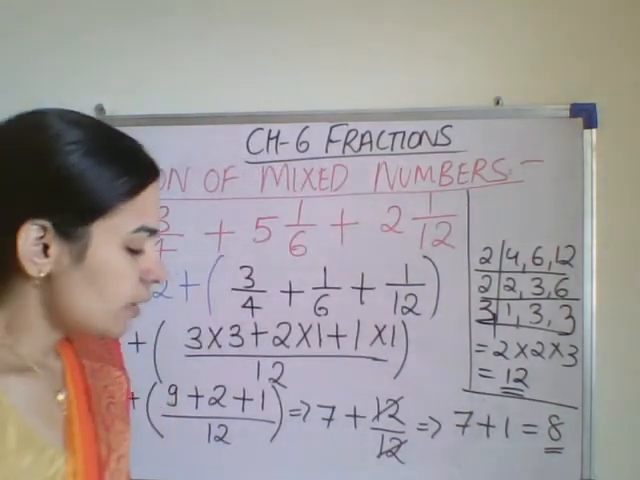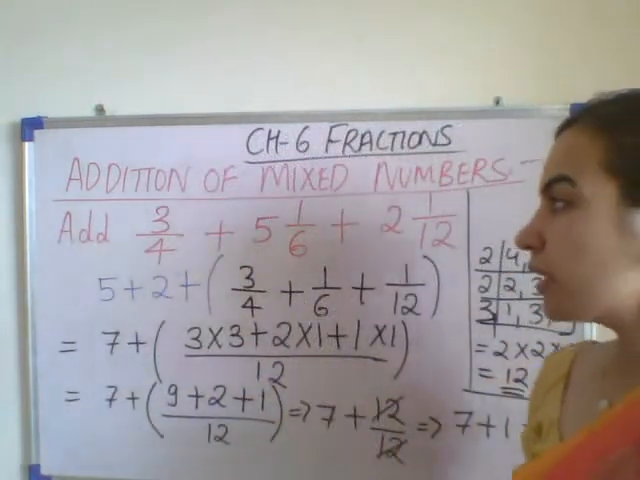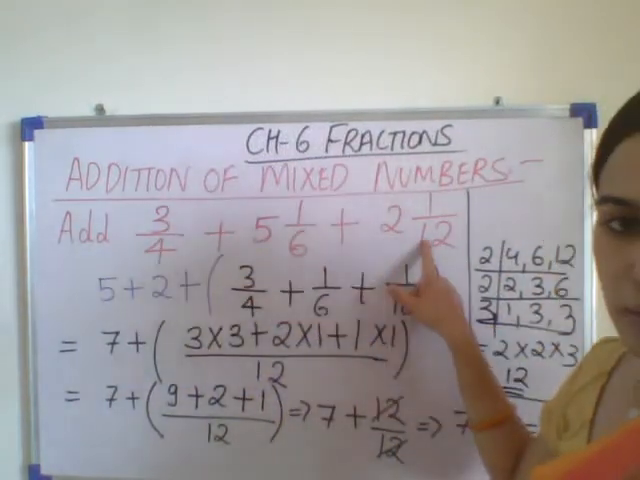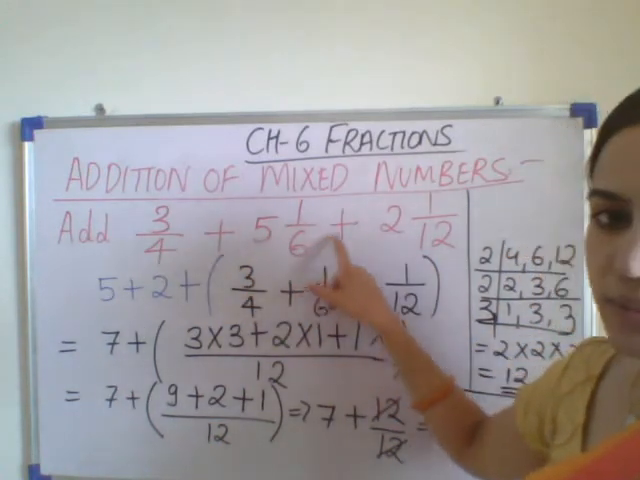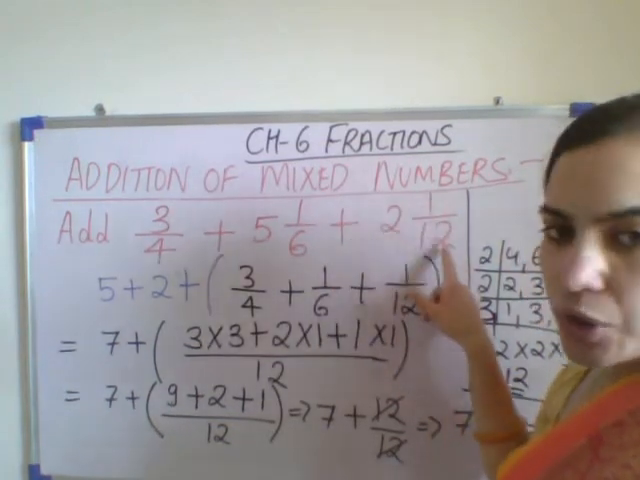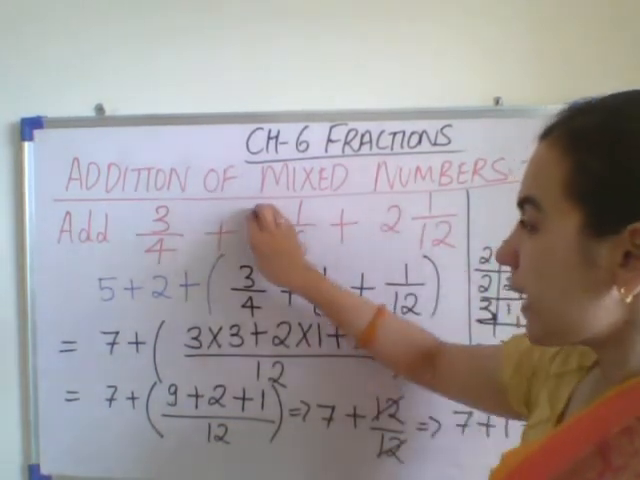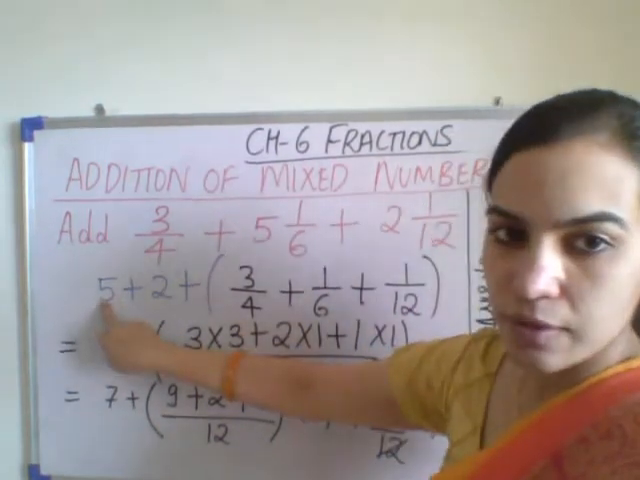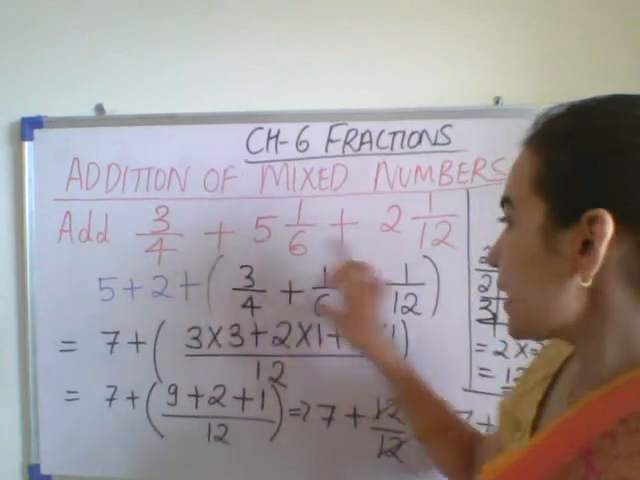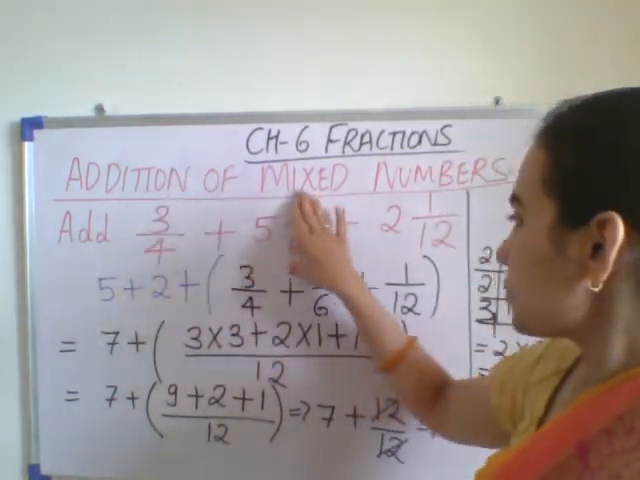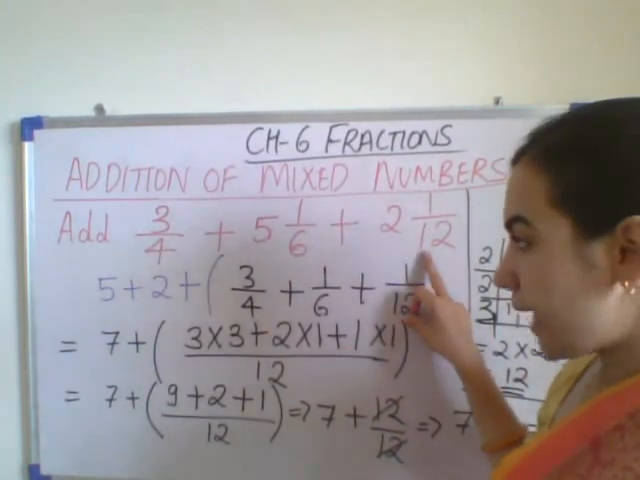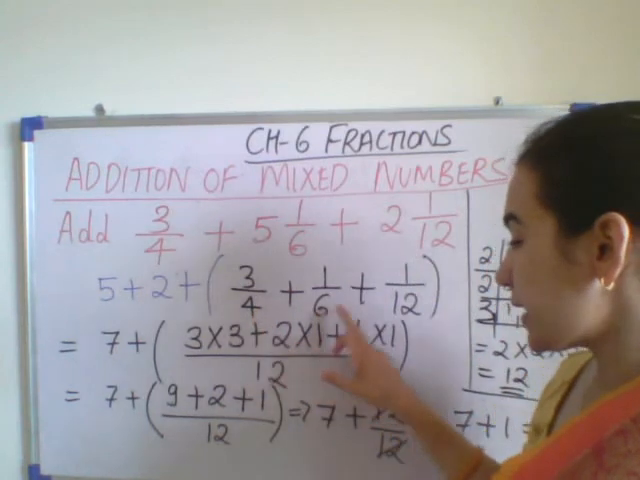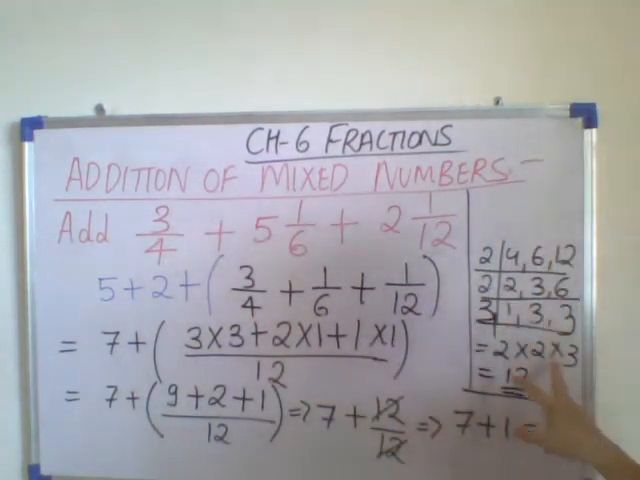So let us revise this question. Here you have to add these 3 fractions. First is 3/4, 5 1/6, plus 2 1/12. So first of all you will write these 2 whole numbers separately. 5 plus 2 I have written separately. In brackets you will write this fraction, this one and this fraction. I have written the 3 fractions in brackets. Then you will find the LCM of 4, 6 and 12. The LCM I have done here in the rough space. The LCM is 12.